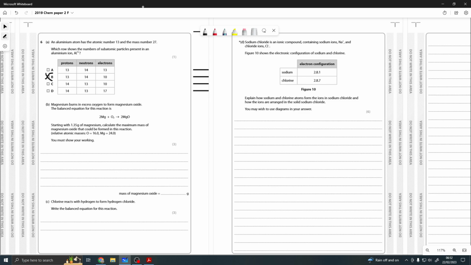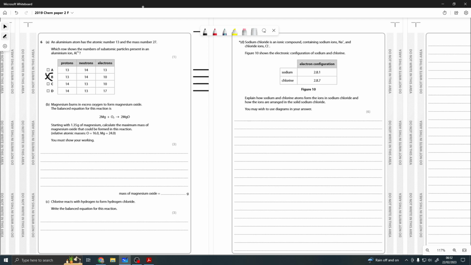Magnesium burns in excess oxygen to form magnesium oxide. The balanced equation for this reaction is this. Start with 1.35 grams magnesium. Calculate the maximum mass of magnesium oxide that could be formed in this reaction. Now, this is one of those funny moles questions. There are various mathematical ways to work through doing this, so let's look at one of them now.